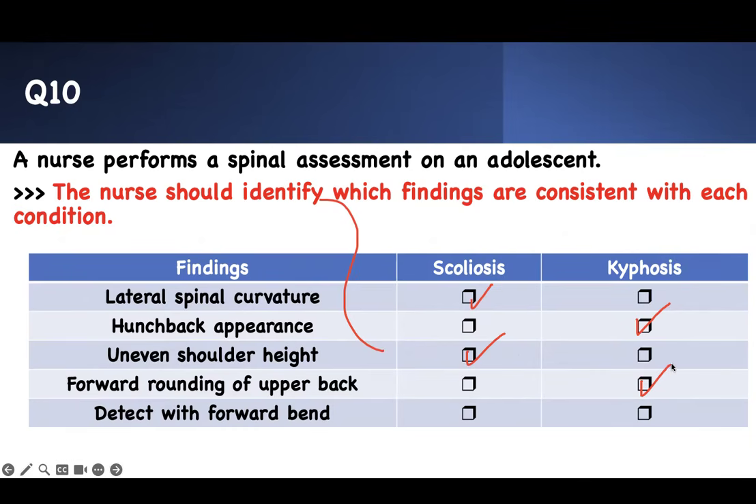How do you know the patient has scoliosis? Let them bend down and touch their toes. That's what we call the Adam test. Bend forward, and this is scoliosis.